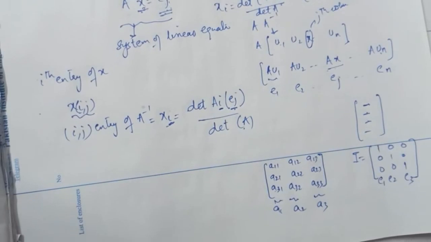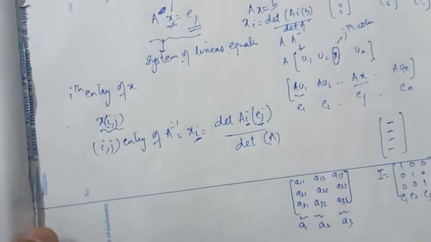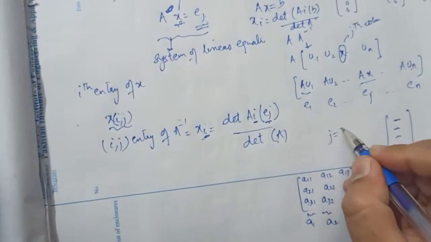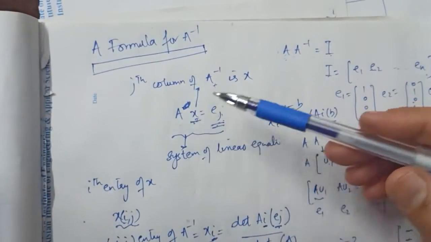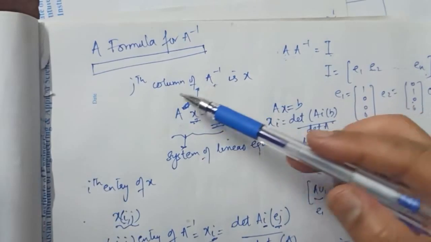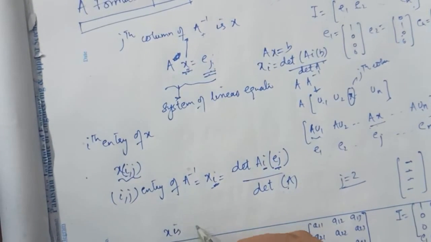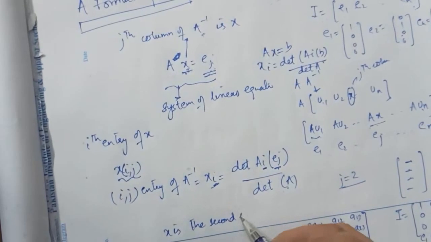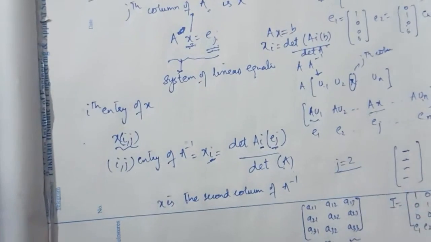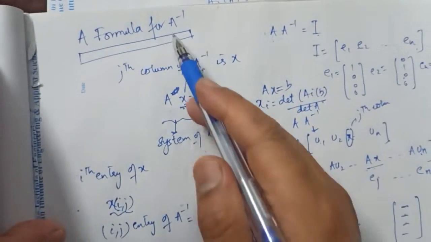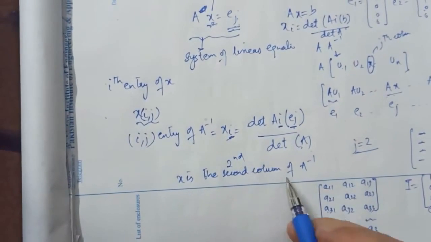Okay, now let's say I'm looking at X, let's set j equal to 2. So X is the jth column. It means the second column of A inverse. Let's say X is the second column of A inverse, right? Which we don't know actually, because what we want is to find this A inverse. We are on a quest to find A inverse, right? So if X is the second column here of A inverse, right?